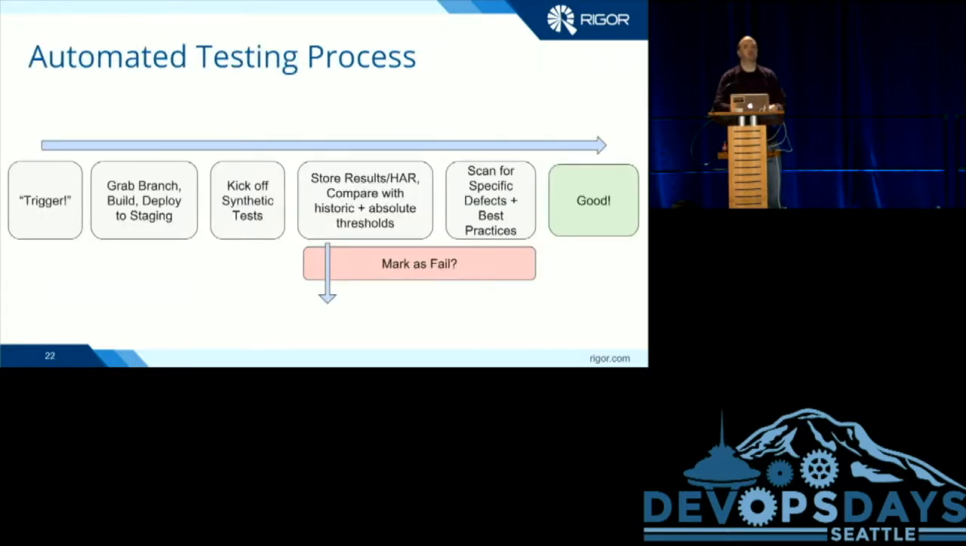You end up having some sort of an event or a trigger. Maybe this is somebody checking in code. So you go ahead and you grab the branch, you do a build, and you deploy to staging. At that point, you want to kick off synthetic tests. So synthetic tests are like, hey, go spin up a headless version of Chrome or a headless version of Firefox and assess how quickly things were loading. And you want to take the results of that and then compare it with historic information to basically figure out, how am I doing, yes or no.